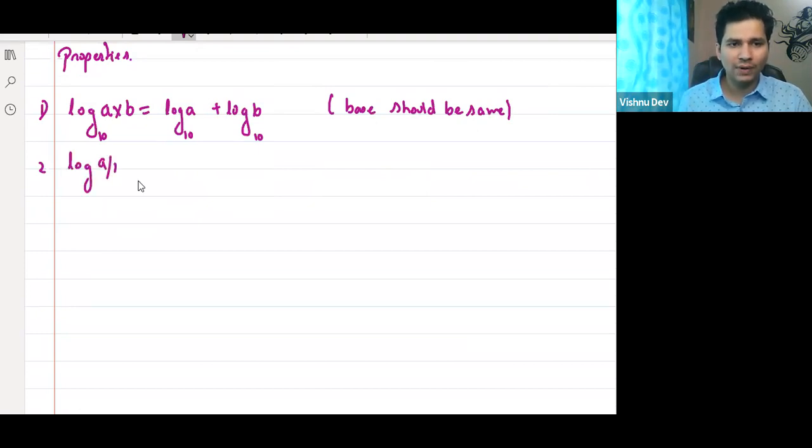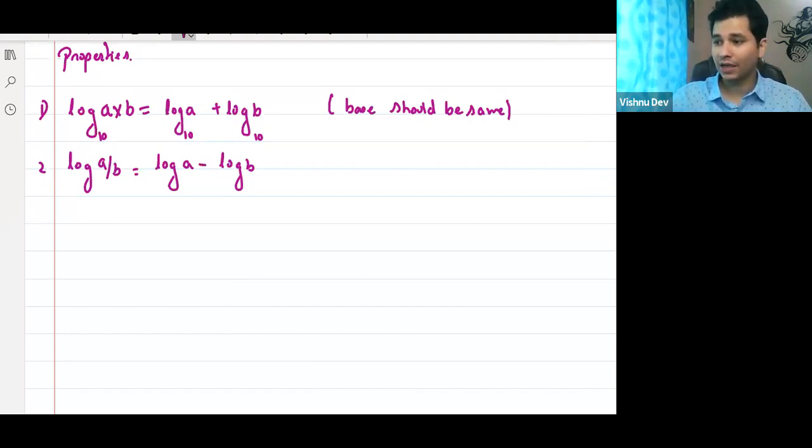Now, the second property was log a by b, which is written as log a minus log b. It is not log a minus b. It is log a minus log b. There's a difference.